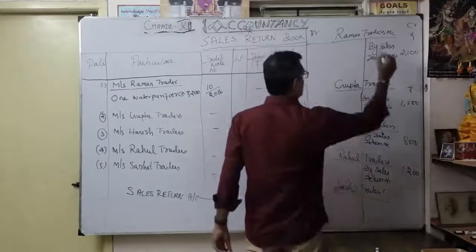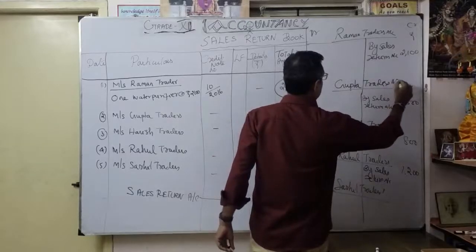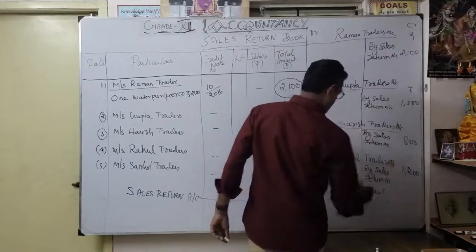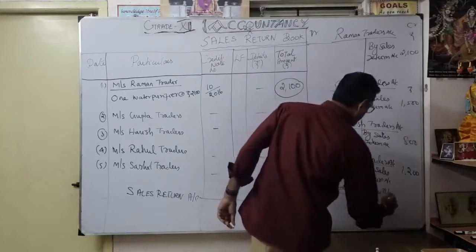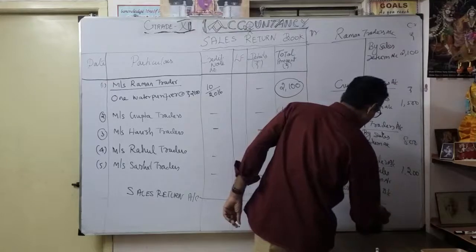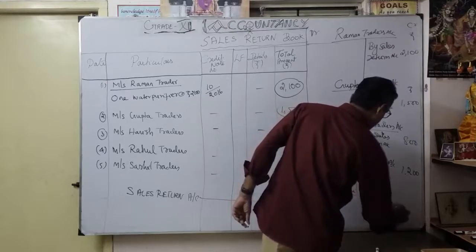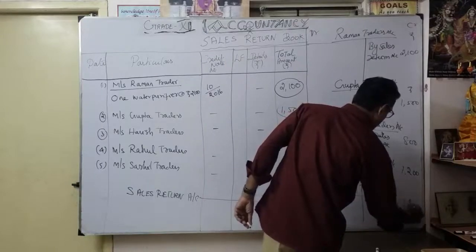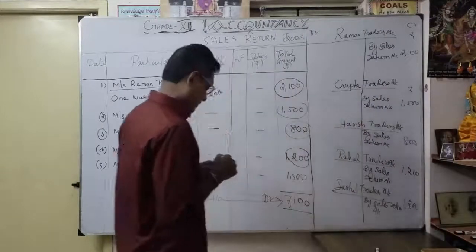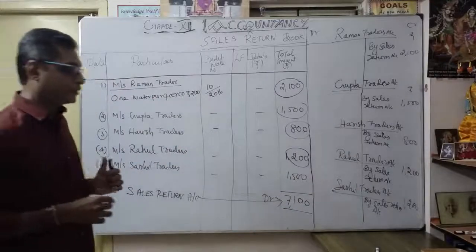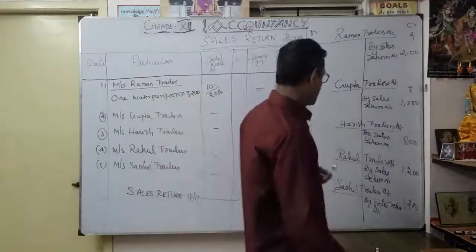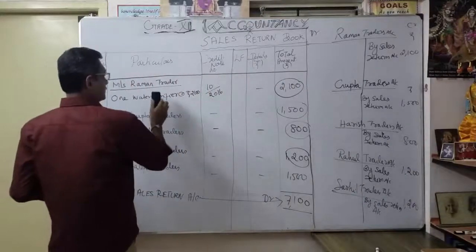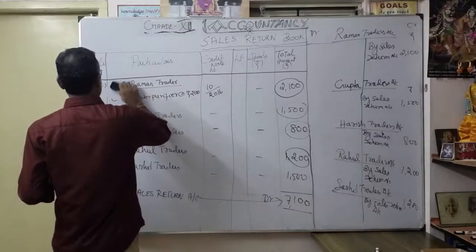Okay, so you can put Gupta Traders account, Shashil Traders account. Under that, you can write by sales return account 1,200. Okay. So now what you are going to do? You are going to open the sales return account, isn't it? Now see how we are going to write the sales return account. I have written it here.